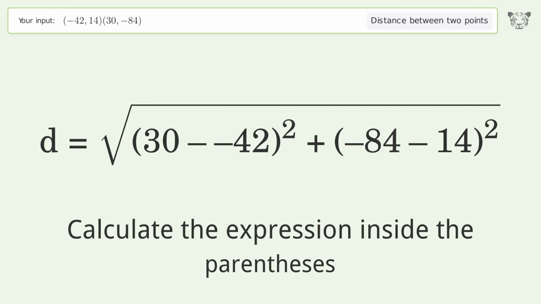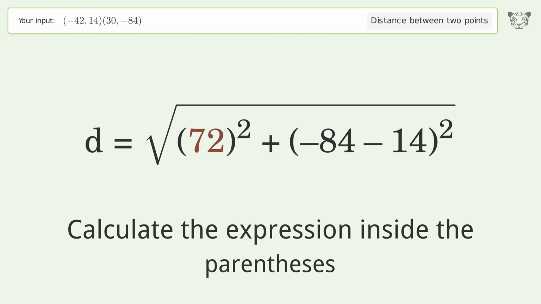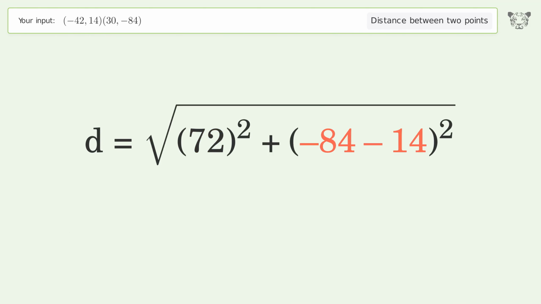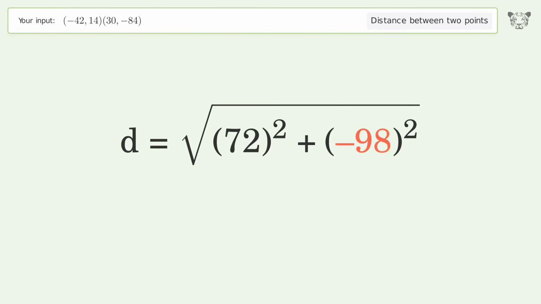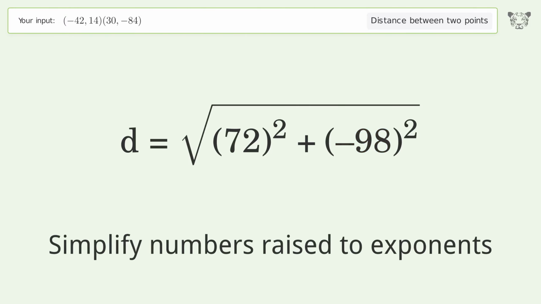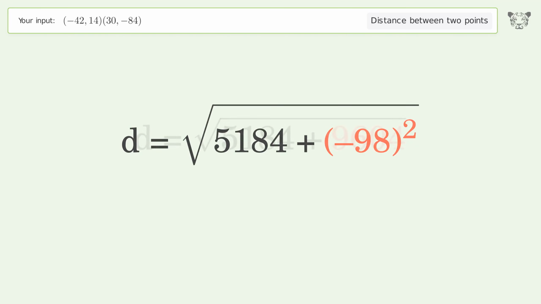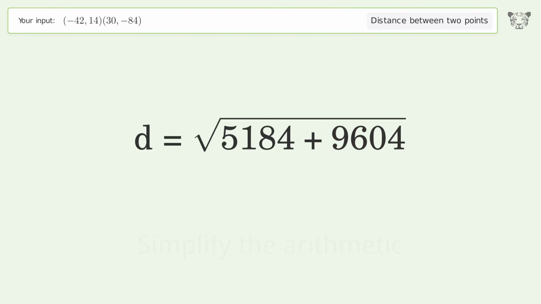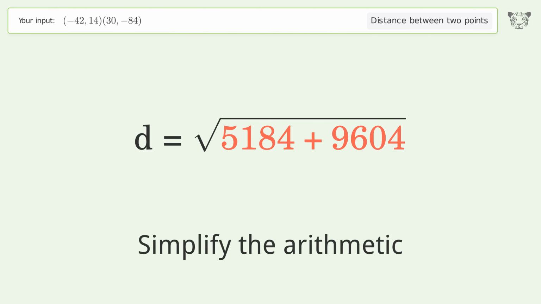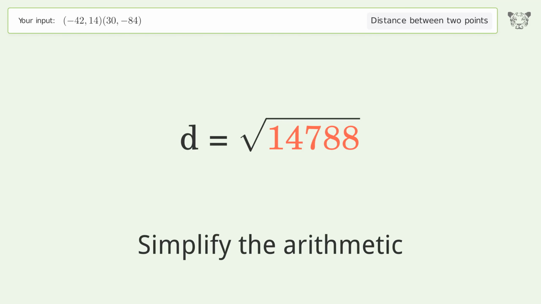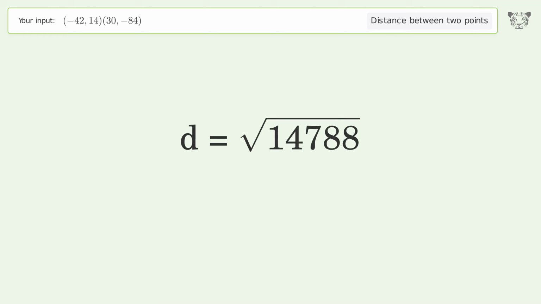Calculate the expression inside the parentheses. Simplify numbers raised to exponents. Simplify the arithmetic. And so the distance between the 2 points is the square root of 14,788, or 121.606.